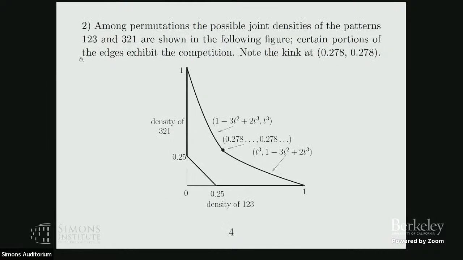For permutations, this is a picture of the admissible values of the two densities, the density of decreasing triples and the density of increasing triples. And this is not our work, this is old work. This portion of the picture illustrates very clearly that they are competing. That is, if I pick a density of 1, 2, 3 increasing down here, then I can't have a very low density of 3, 2, 1.